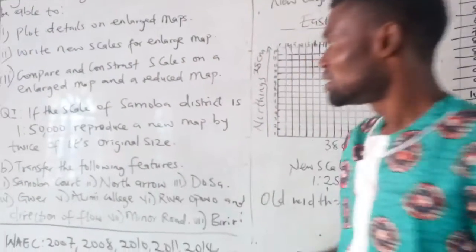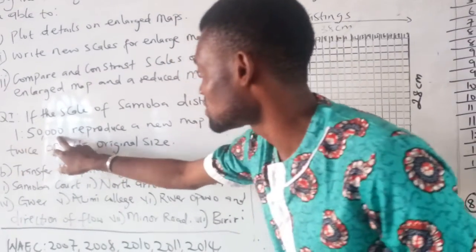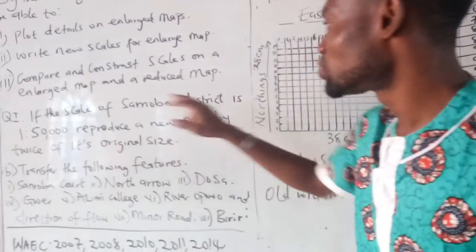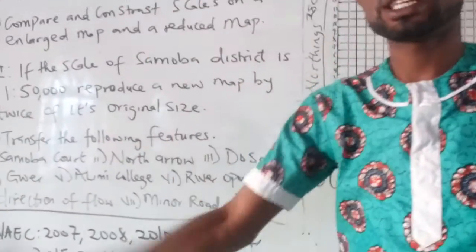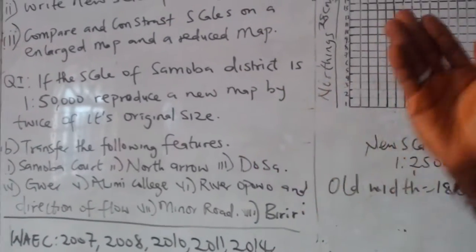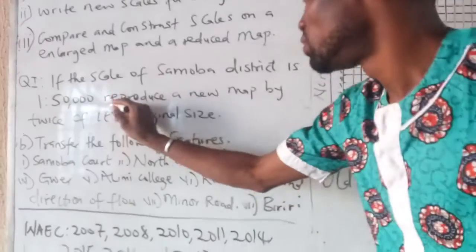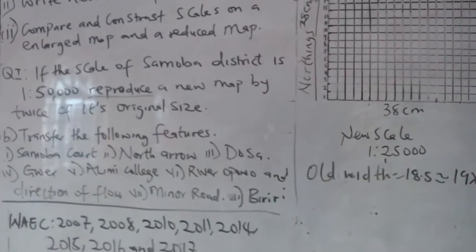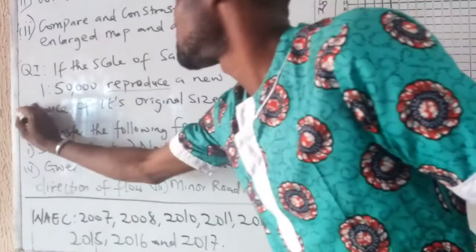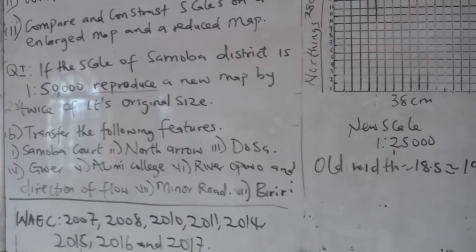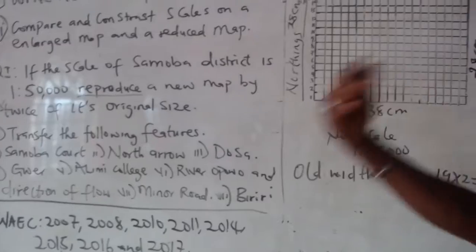The question says, if the scale of Samoba district is 1:50,000, we produce a new map by twice its original size. The first thing you need to ask yourself is this: is it enlargement or reduction? They say you should reproduce. Now, they say by twice. By twice means 2 times. How will you know if this is map enlargement or reduction?